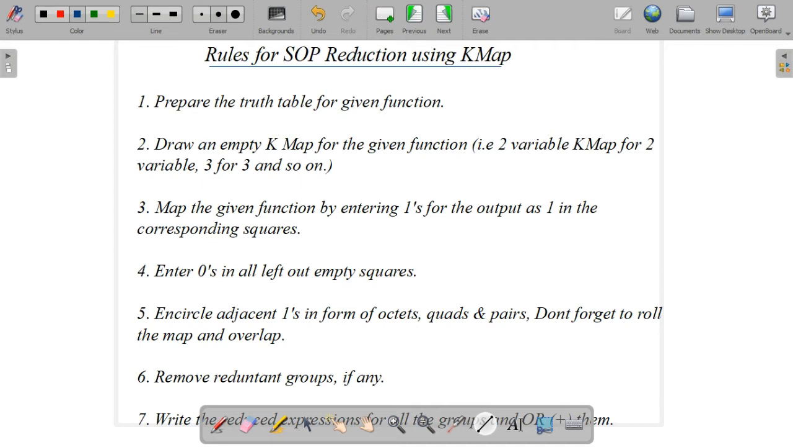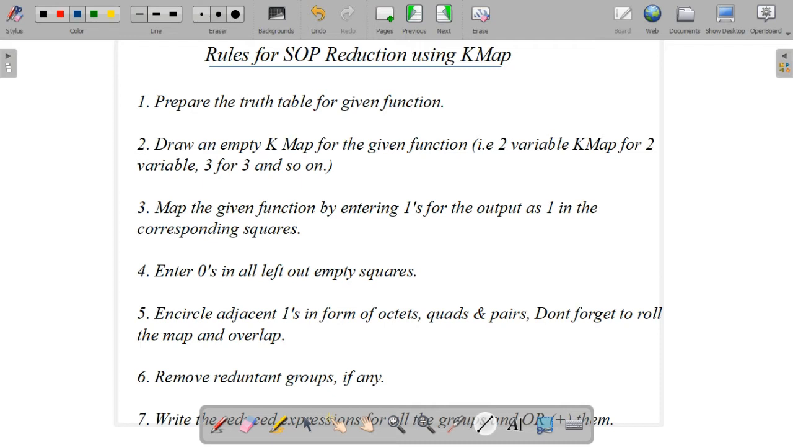Next, map the given function by entering ones for the output as 1 in the corresponding squares. In SOP, we fill the value 1 at the respective minterm positions. And the left out empty squares, how will we fill them? Enter zeros in all the left out empty squares.